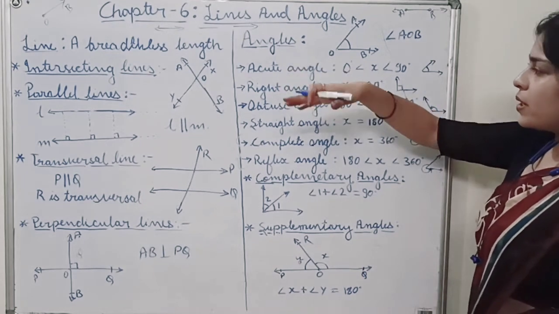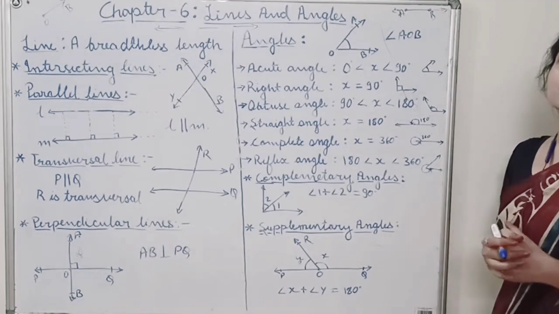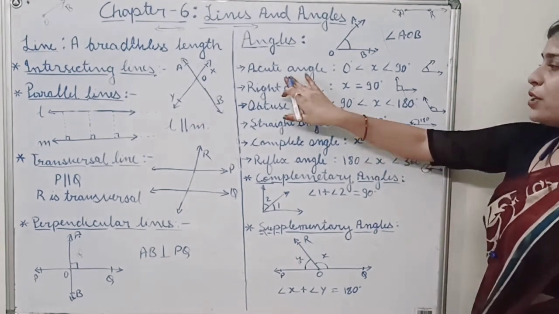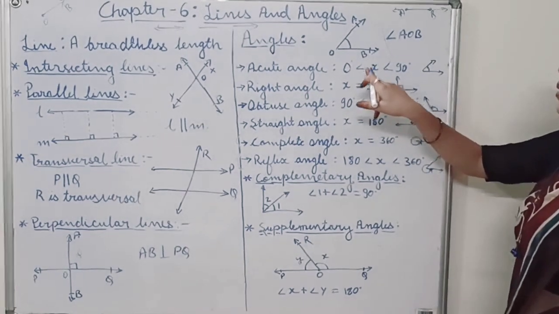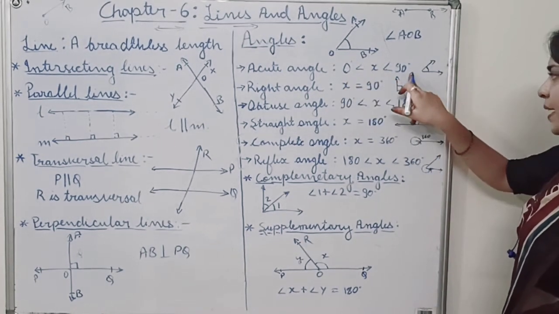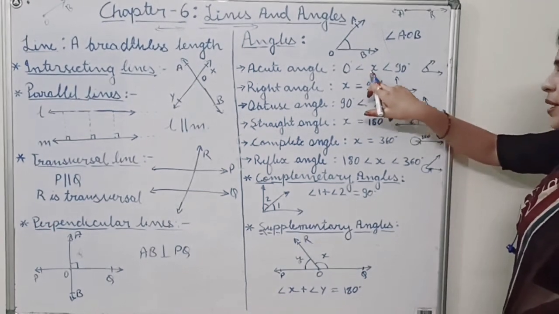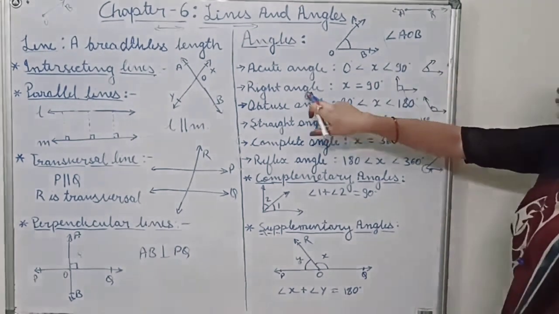Acute angle and zero angle again. Zero angle is what? An angle whose measure is 0 degrees is called zero angle. Okay, very clear. Acute angle: an angle whose measure is between 0 degrees and 90 degrees. Means it is always greater than 0 degrees and always less than 90 degrees. Okay, acute angle. Now right angle.